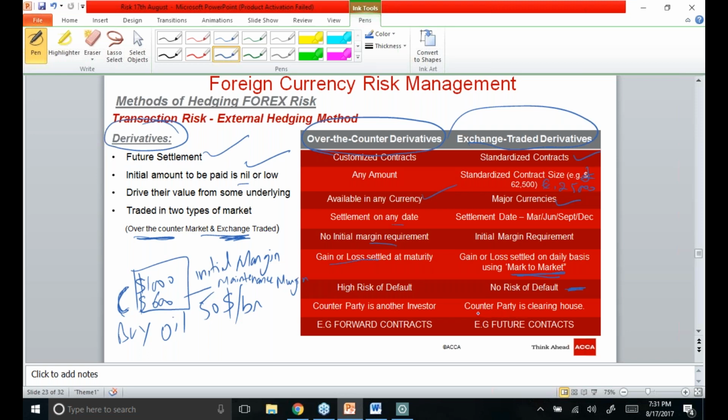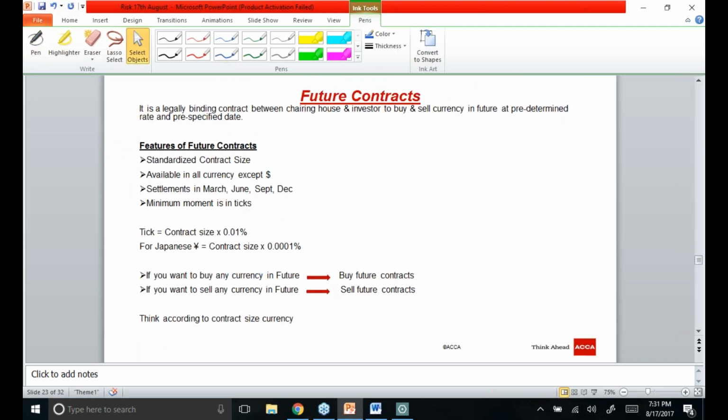In exchange traded derivatives, the counterparty, the other party to which you are in a contract, is a clearing house, but in over the counter derivatives, the counterparty is another investor. The example of exchange traded derivative is a future contract. The example of over the counter derivative is a forward contract. So these are the differences between over the counter derivatives and exchange traded derivatives.